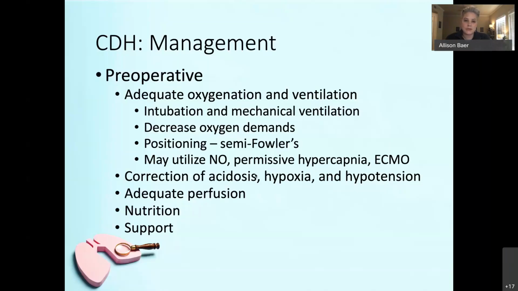But they might need nitric because, again, they're going to have that pulmonary hypertension. So some nitric to vasodilate that vascular bed. And then positioning is semi-Fowler's. You want to prop them up a little bit to let the abdominal contents have as little pressure as possible on the lungs. And then as much as possible, keep everything in the box as far as their acidosis, their hypoxia, keep their blood pressure up into the normal levels to make sure they're adequately perfused, and then nutrition and support until they can get repaired.